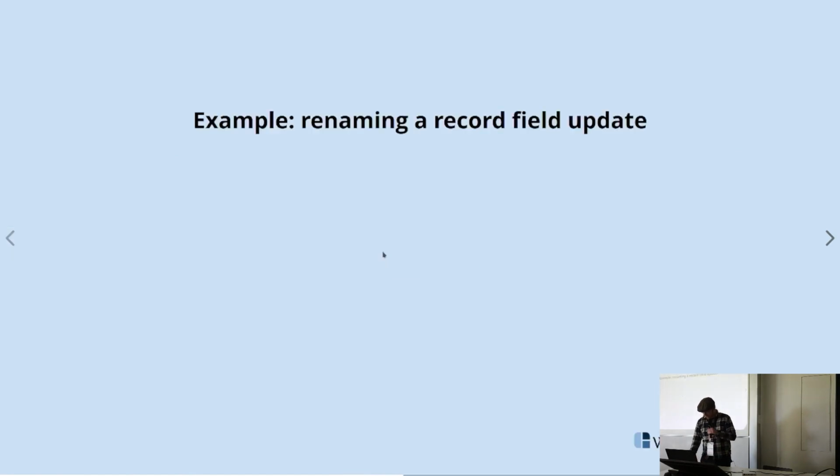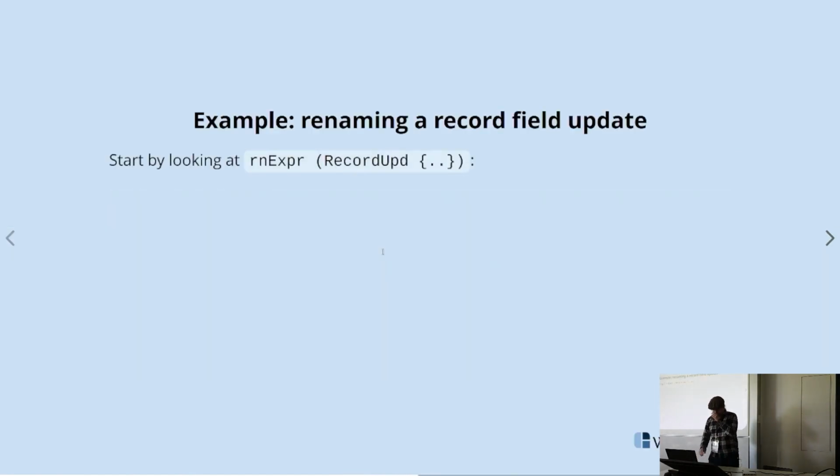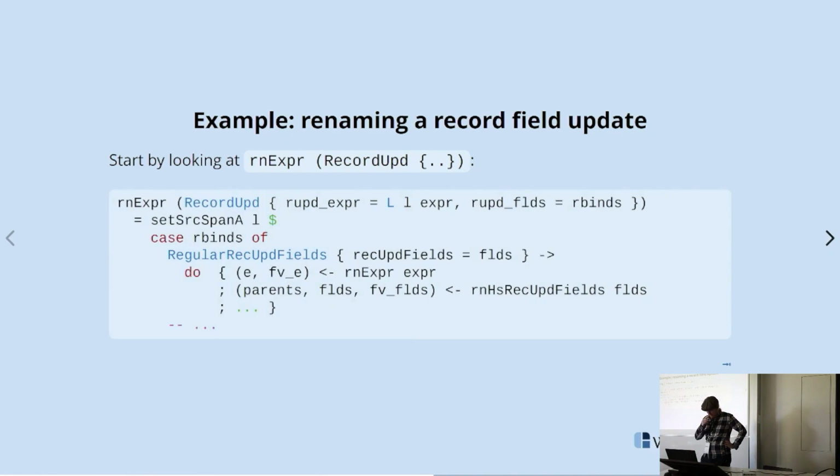Right. So I'm going to give an example of renaming a record update. Generally, if you want to know how GHC renames a record update, and you just want to figure it out in the code, you can just look at where it renames an expression. And this is renaming an expression, the record update, and this is how it starts off.